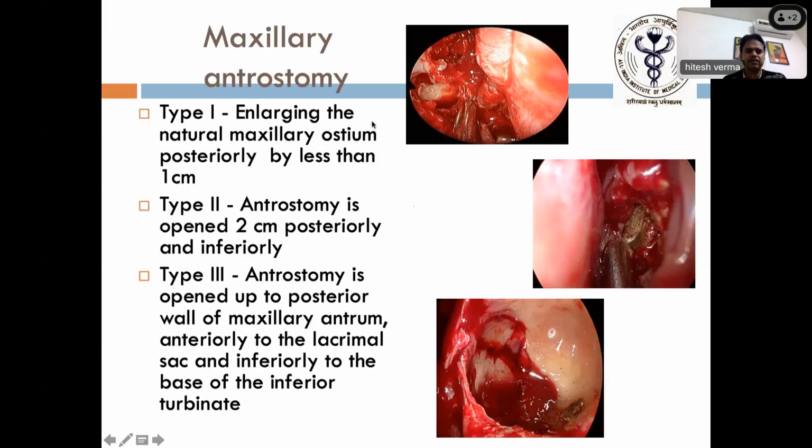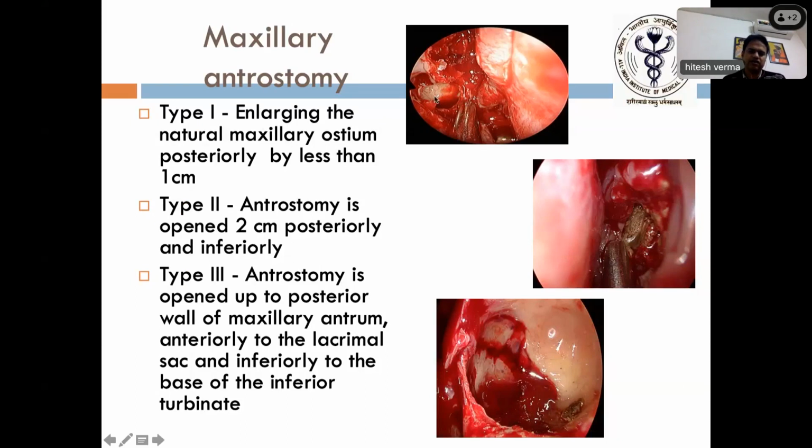Second, after the uncinectomy, then comes the maxillary antrostomy. Like in the first photograph on the right side of the nasal cavity, this is the maxillary sinus ostium, and type 1 is an enlargement of the maxillary sinus ostium in the posterior direction, because in the posterior direction there's no vital structure present. Anteriorly the nasolacrimal duct is there, and if superior widening is done, then there's a risk of injury to the orbit. So type 1 is generally done in the posterior direction.